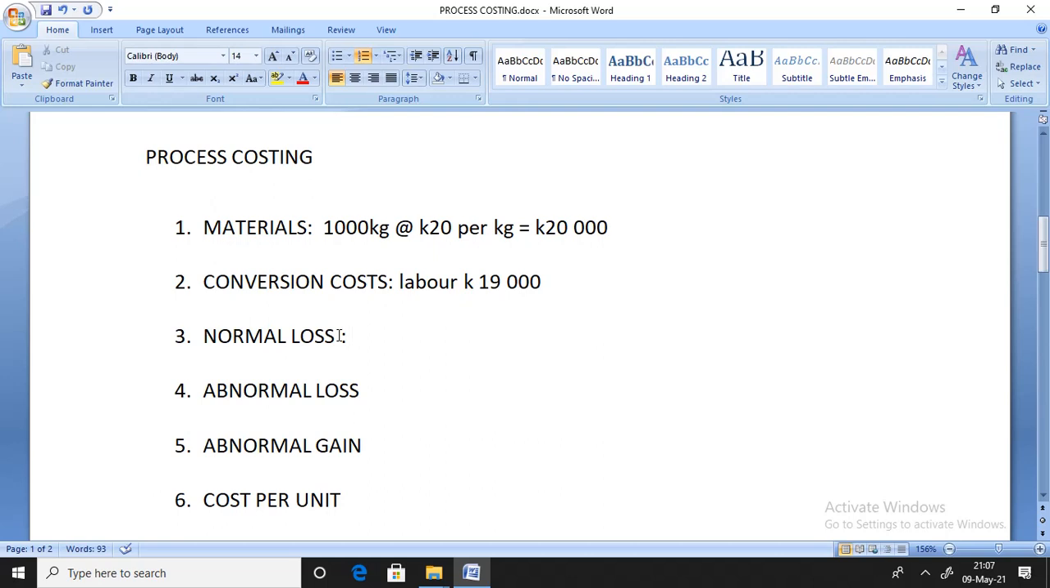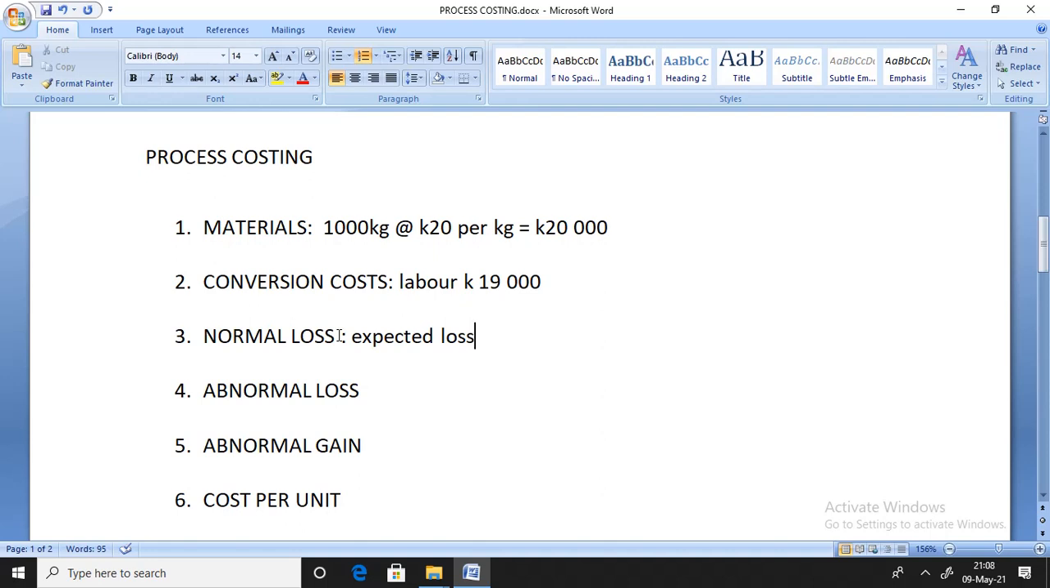Organization can accept from a given process. So the acceptable loss is what we call normal loss. Normal loss is simply acceptable or expected loss. This obviously is determined from past experience.